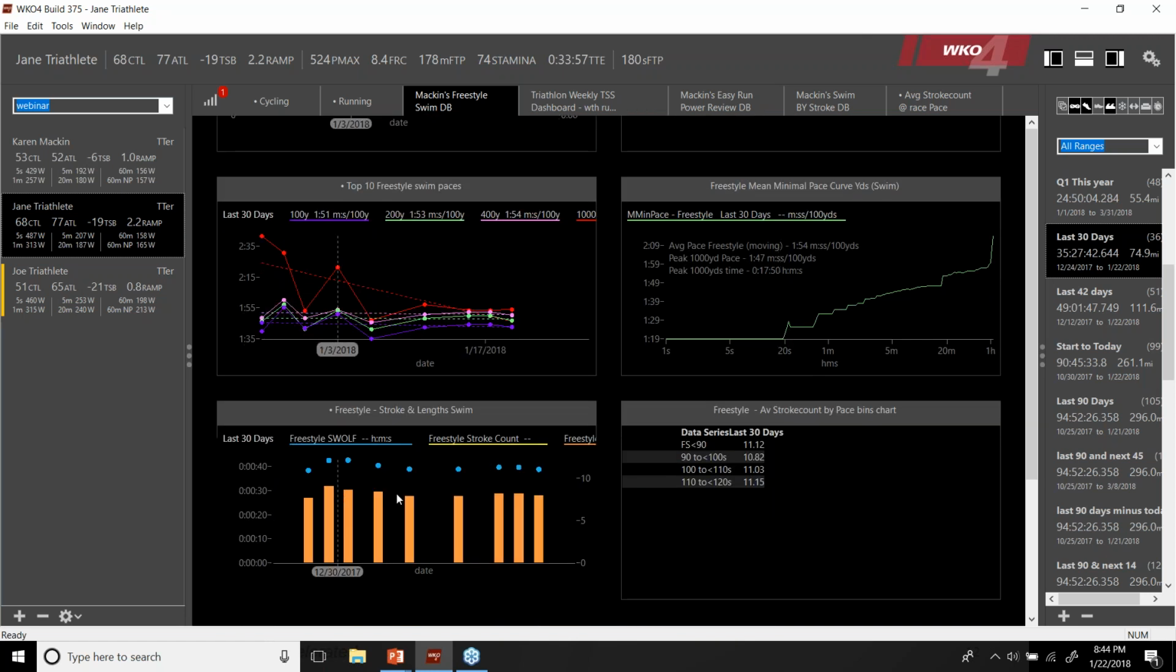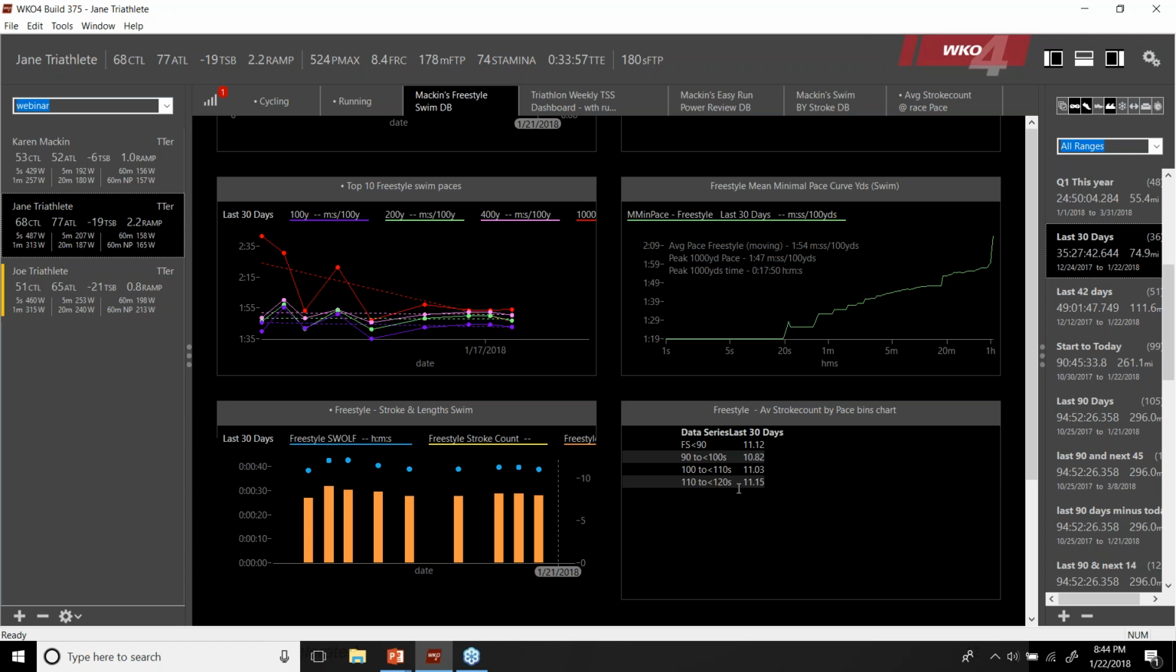This is the strokes and lengths chart. And this is her average stroke count by different paces. So this is 90 seconds. This is a pretty wide range of pace, but I just kind of threw it up there to illustrate the point of that.